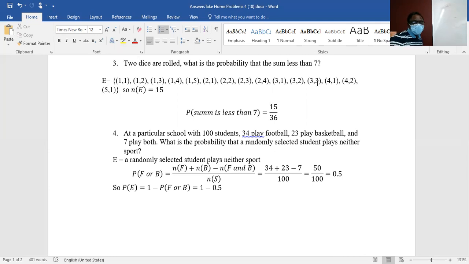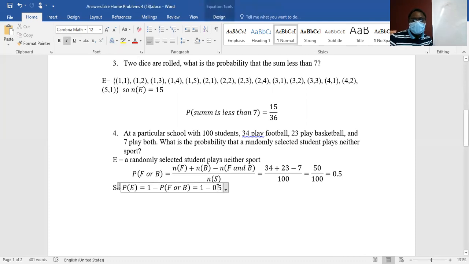So it's 0.5, but you need to explain why it is 0.5 for the answer. It was for neither. So we take the opposite and do 1 minus 0.5 to get 0.5 again. So here it should be equal to 0.5.